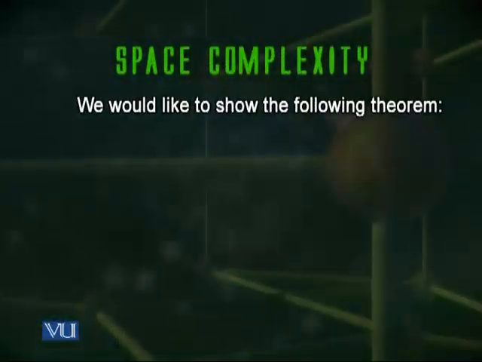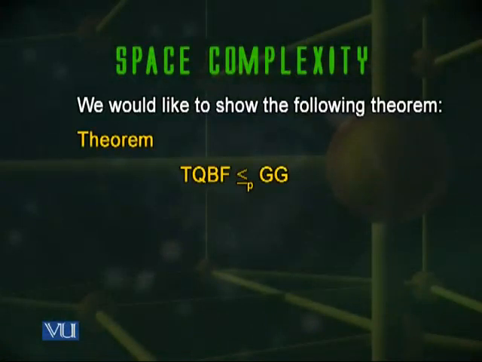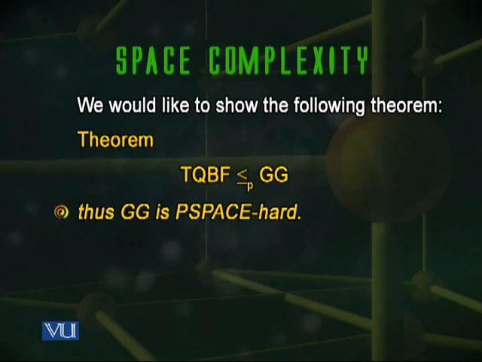What we would like to do is show the following theorem. We would like to show that TQBF is polynomial time reducible to generalized geography, and therefore generalized geography is PSPACE-hard. So actually what we would do is reduce the formula game to generalized geography, which means that if you give me a quantified Boolean formula, or an instance of the formula game, by looking at that instance, I can in polynomial time compute a graph such that if the original quantified Boolean formula were true, or if player 1 had a winning strategy for this formula game, then the new game, the generalized geography defined on this graph, would be a player 1 win game.